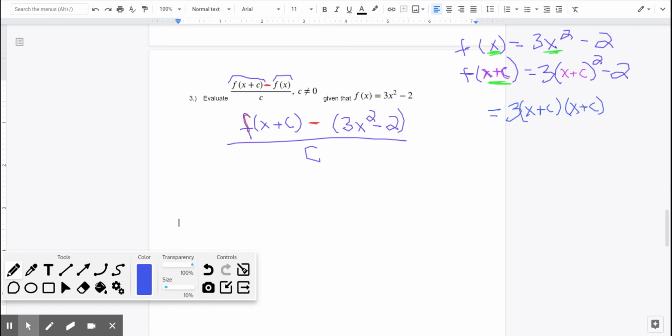You can, but I don't recommend it. So you have 3 factors here: a 3, an x plus c, and x plus c. Whenever you have factors that look alike, I would multiply those together first. So these look alike, so I'm going to multiply those first.